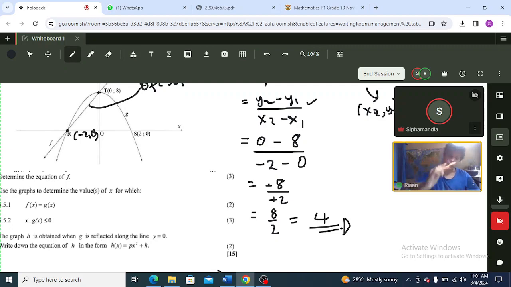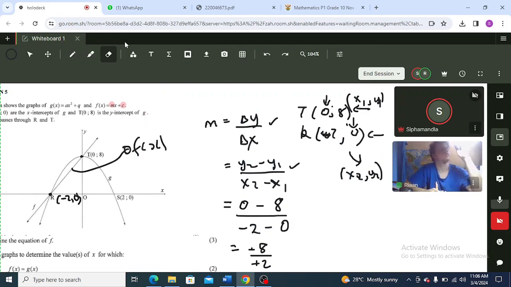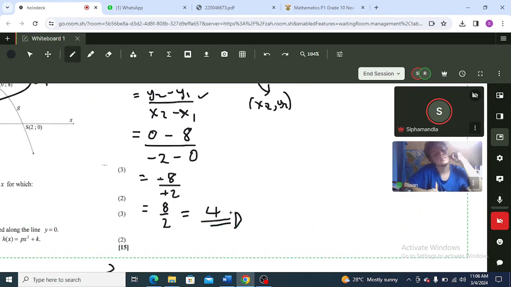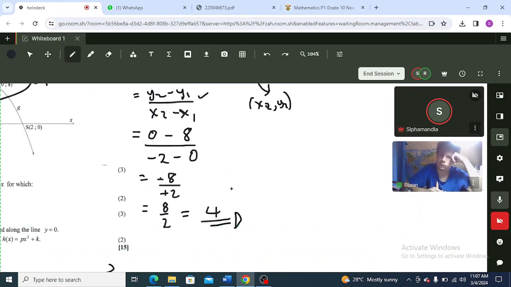Any question here? Okay, so it's the same answer. Now we got the gradient, so we already calculated the gradient. Once you got the gradient, you're almost done, 50% of the work. So now that means we have the function g of x equal to 4x plus c. Now our goal is to find the value of c.